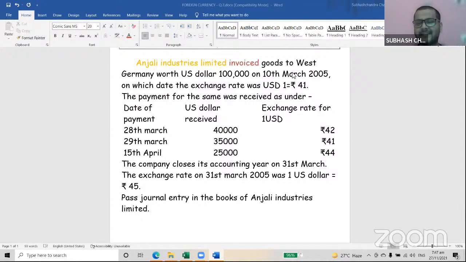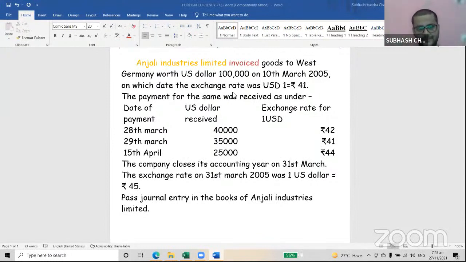So the sale is on 10th March 2005, and as on the date of transaction, the exchange rate was USD 1 equal to rupees 41. Understood this much as on the date of exchange? Just confirm, yes or no. Don't worry, it's very easy. We are the seller. Exchange rate 41. Date is 10th March.